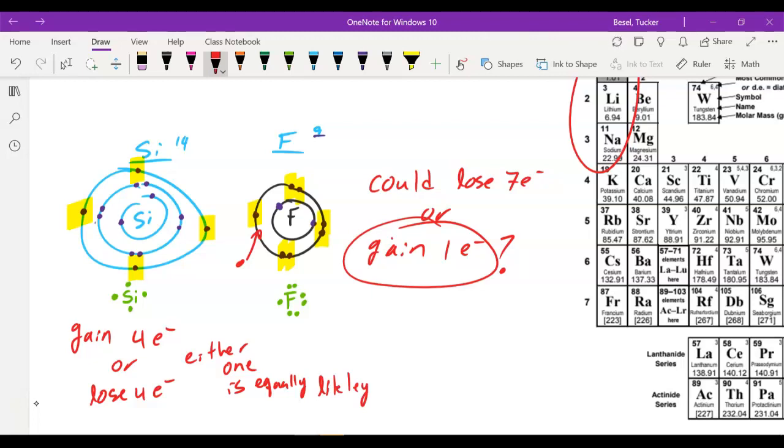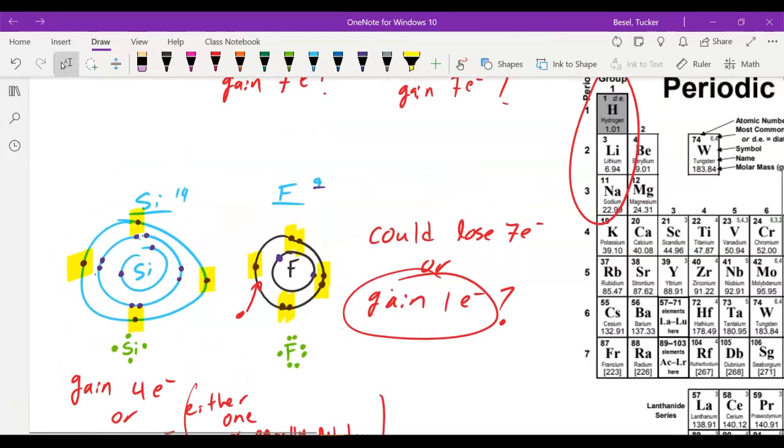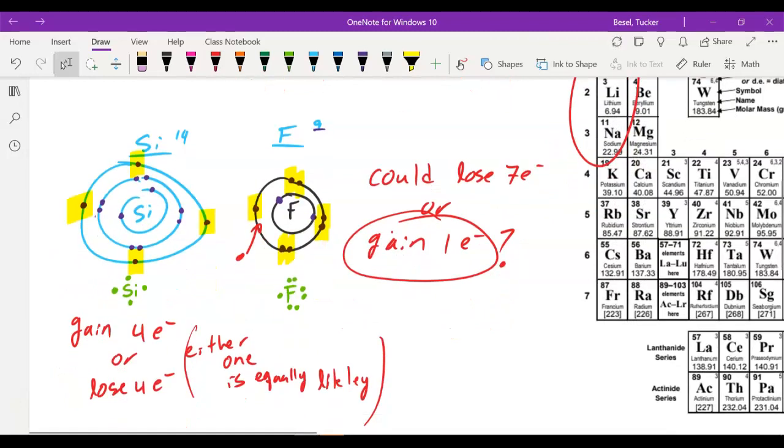Okay, either one is equally likely when you gain or lose 4. And so there we have it. Now let's talk about this, because this is all fine, but we can actually use the periodic table to help predict this, just like we can to help predict how many valence electrons we have.